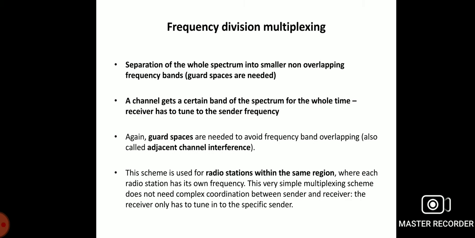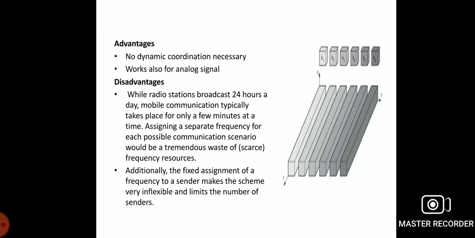Here the separation of the whole spectrum into smaller non-overlapping frequency bands is needed, and guard spaces are required. A channel gets a certain band of the frequency spectrum for the whole time, and the receiver has to tune to the center frequency. Now we can see the picture. The guard spaces are needed to avoid frequency band overlapping. It is also called adjacent channel interference.